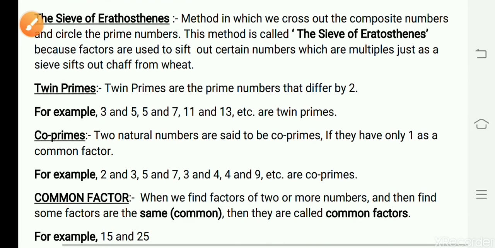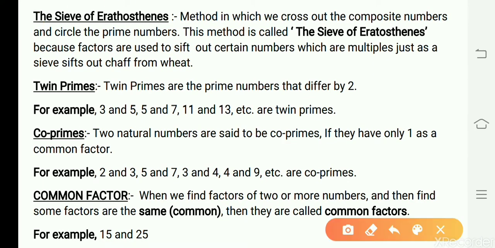One method we use to separate the composite numbers and the prime numbers is the sieve of Eratosthenes method, in which we cross out the composite numbers and circle the prime numbers. This method is called the sieve of Eratosthenes because factors are used to sift out certain numbers which are multiples, just as a sieve sifts out chaff from wheat.